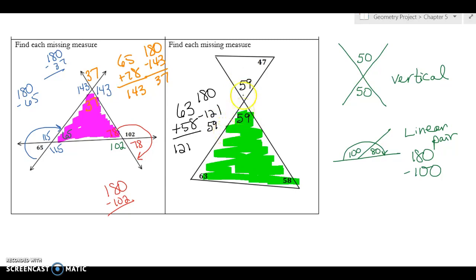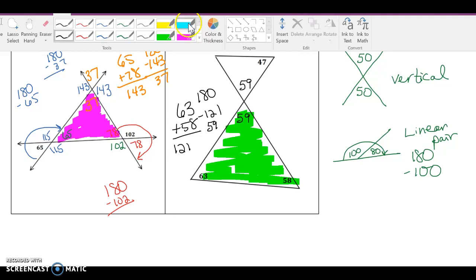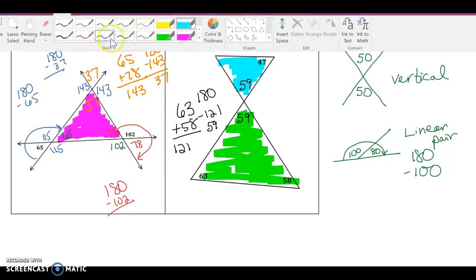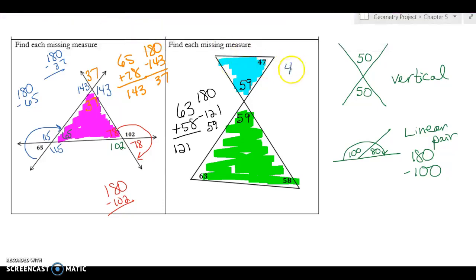And then the last thing you have is I have this triangle up top. And so those angles inside of a triangle also add up to 180. So I'm going to do 47 plus 59, which is going to give me 106. And then I do 180 minus 106, which gives me 74. So for these problems, it's not as hard solving for x, it's just knowing what you have and looking for vertical angles and linear pairs.